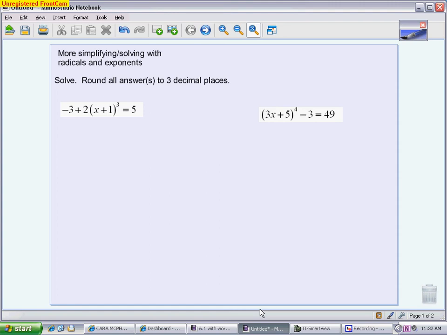This is our last video to get you ready for the quiz over exponents and radicals. This video is going to go through a couple solving problems, which is what we're starting with, and then a few simplifying, focusing a little bit more on the radical ones rather than the rational exponent ones.